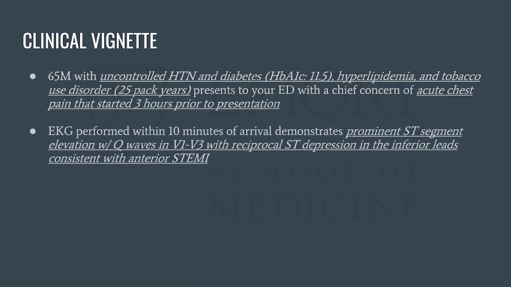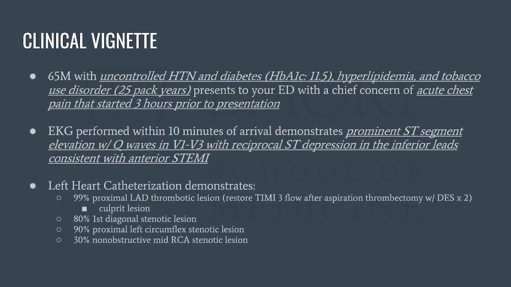You get an EKG within 10 minutes of arrival that demonstrates prominent ST segment elevations with Q waves in V1 through V3. You've also got reciprocal ST depressions in the inferior leads, and you think this is consistent with anterior STEMI. So you do the left heart catheterization, and it demonstrates a 99% proximal LAD thrombotic lesion. You go ahead and do aspiration thrombectomy, restore TIMI-3 flow, put 2 drug-eluting stents in there, and determine that this was the culprit lesion for the presentation.